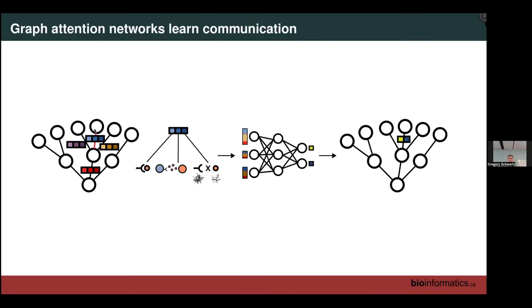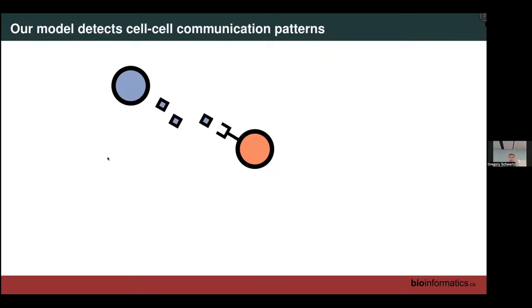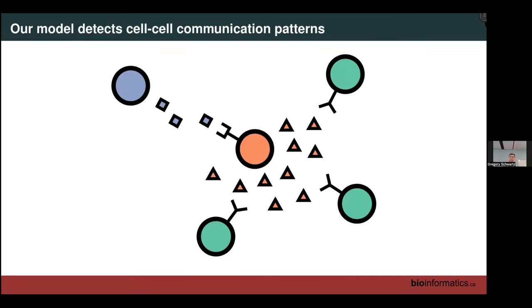In addition, because we're looking at this larger neighborhood, we're not limited to just a ligand receptor pair, but rather more complex patterns, such as a secreted ligand from a sender cell to a receptor on a receiver cell, which then sends out a different ligand to a new receptor on a new receiver cell. So you can have these more complex patterns that the model will learn.